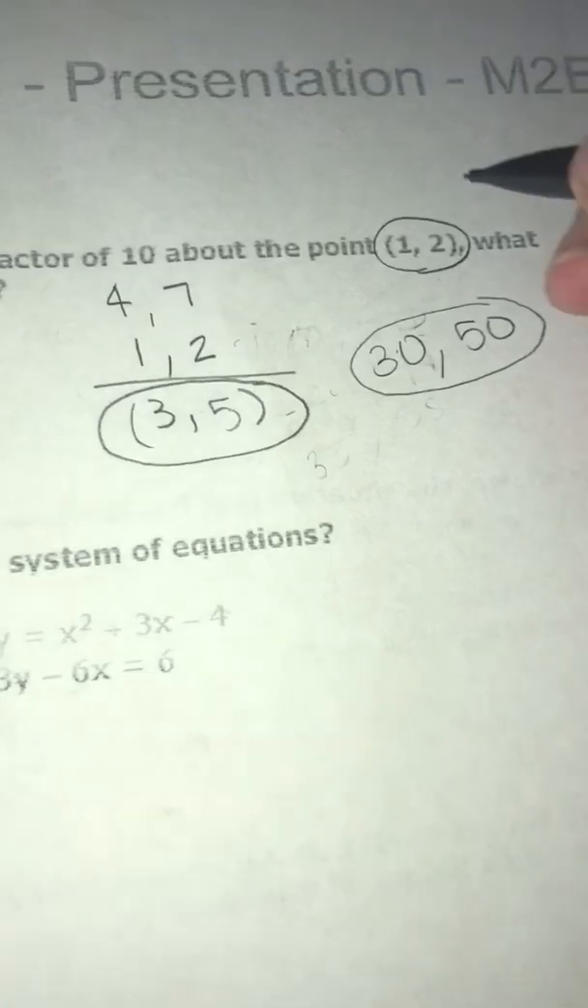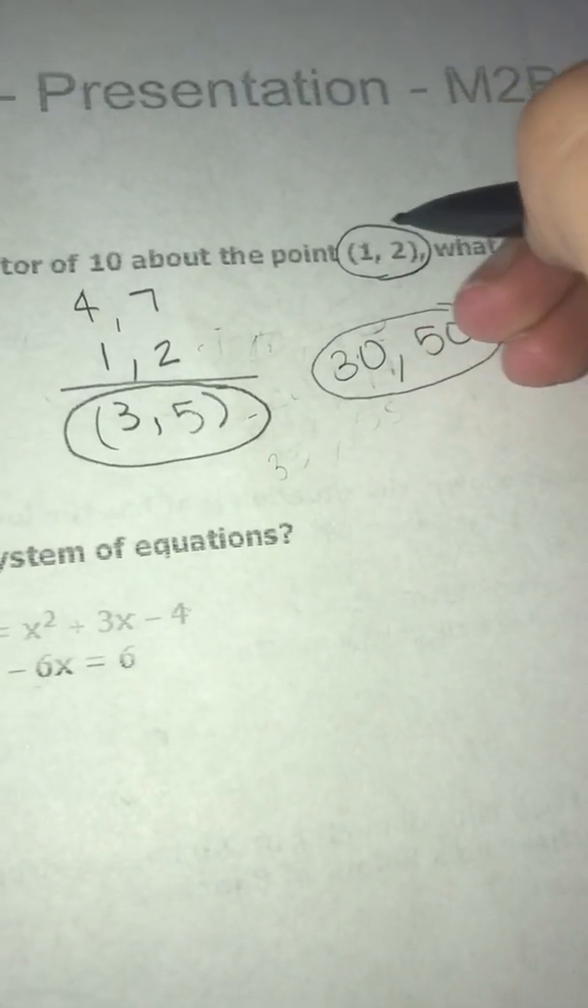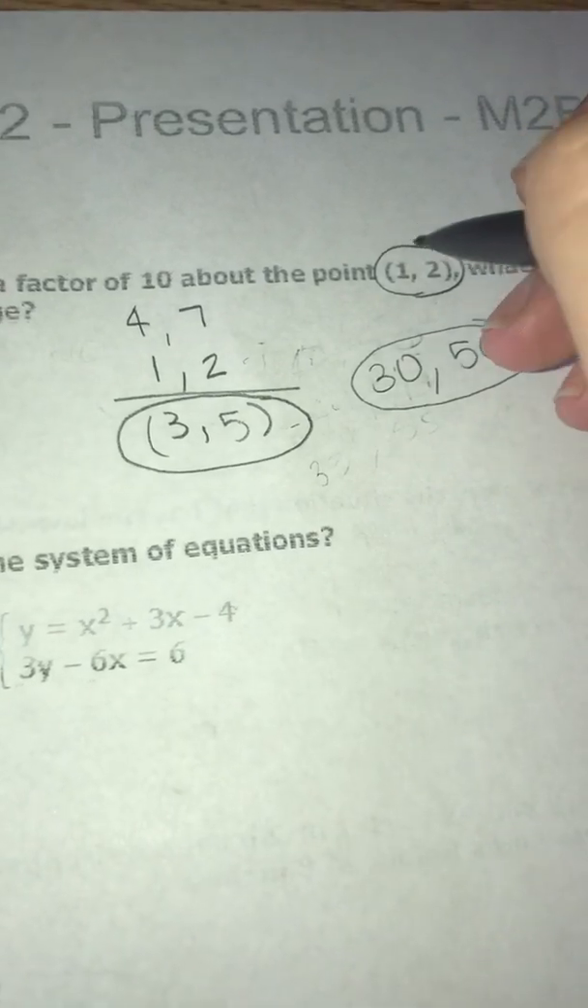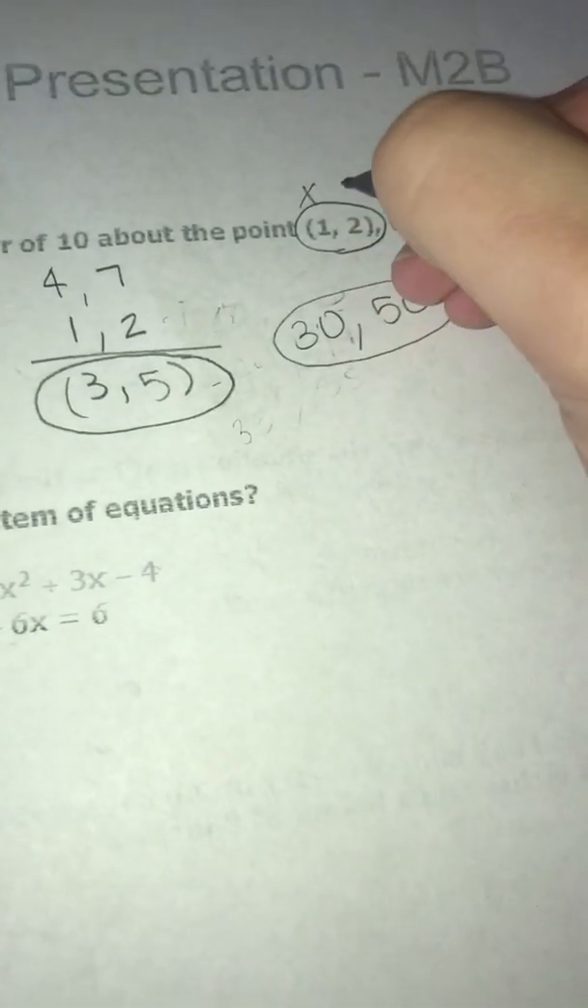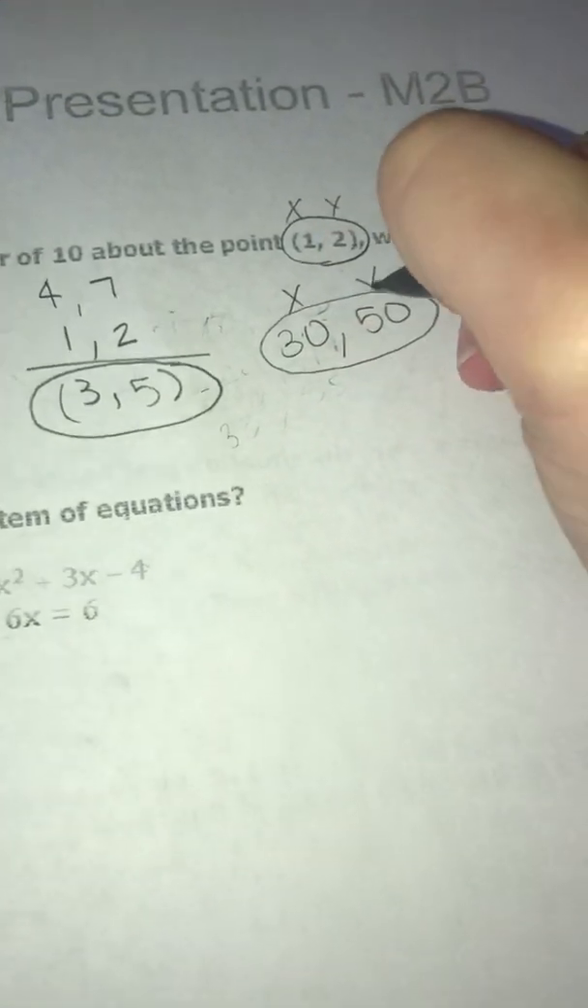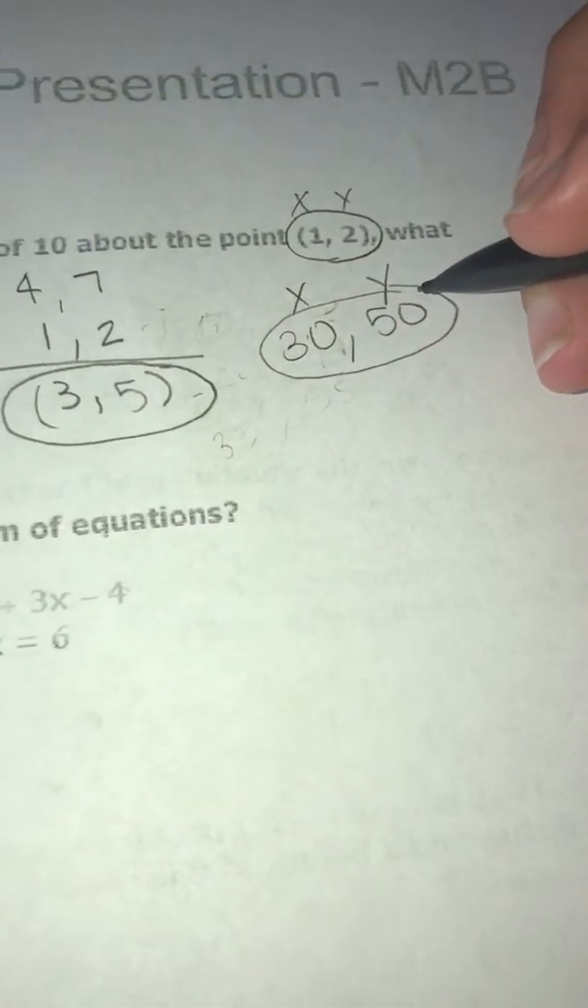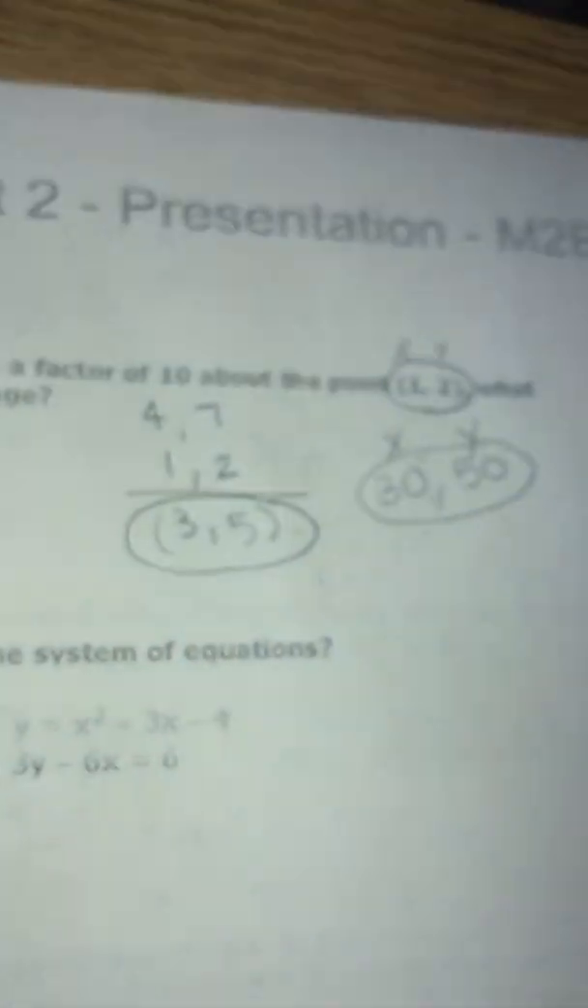And now, since we have this coordinate (1, 2), and they're both positive, we're going to be adding. This is our x value, and this is our y value. So we'll be adding the x value to the x value and the y value to the y value. So 30 plus 1 is 31, and then 50 plus 2 is 52. Okay, so we go over here to our answer choices and we see that B is the correct answer for number 1.